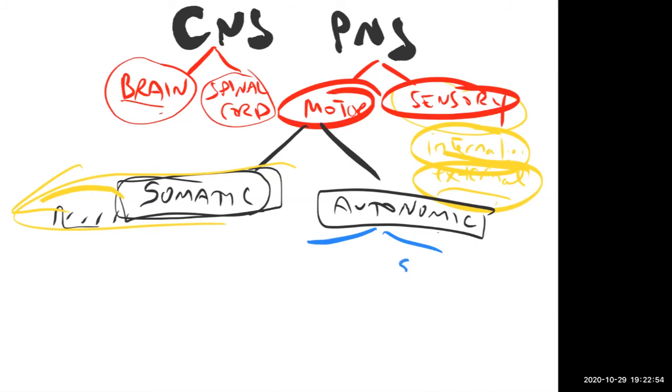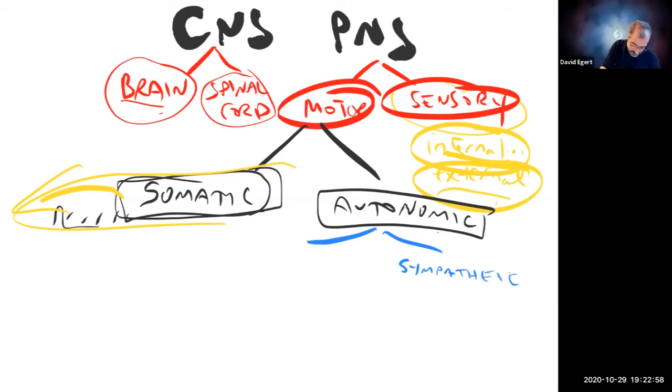Sympathetic and parasympathetic. Sympathetic, parasympathetic. And again, sympathetic, the fight or flight. Again, speed up your heart versus parasympathetic, slow down your heart. Sympathetic, dilate your pupils. Parasympathetic, constrict your pupils.